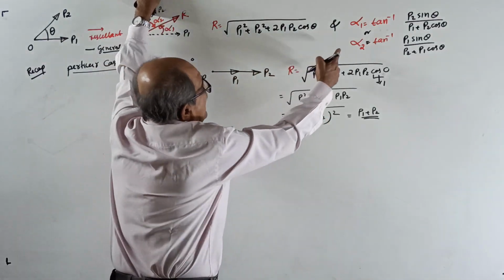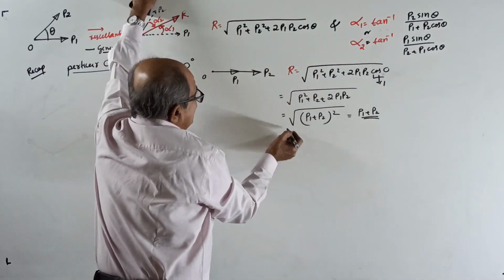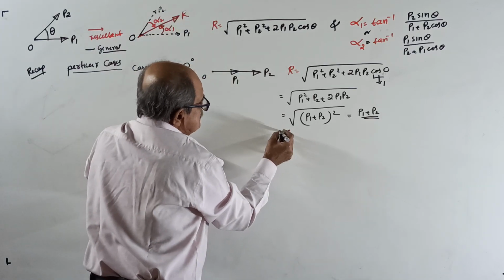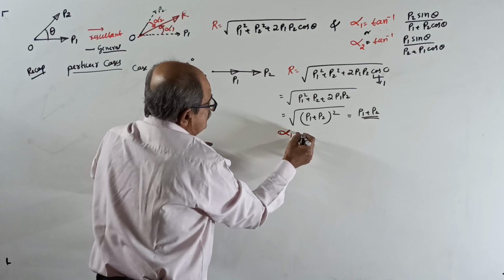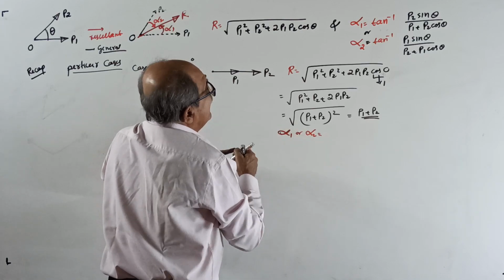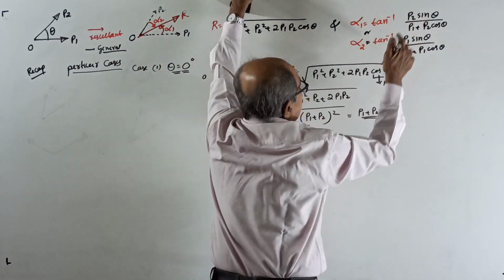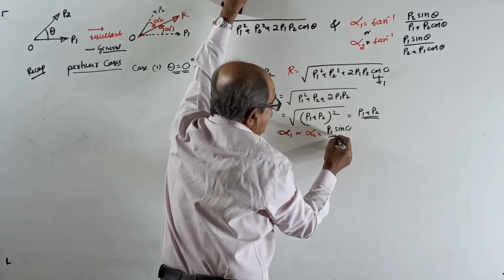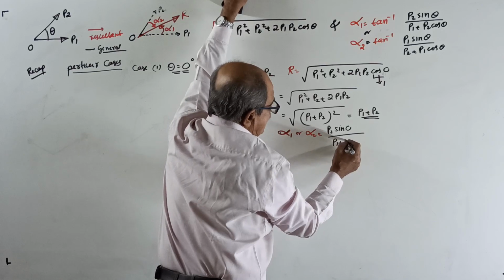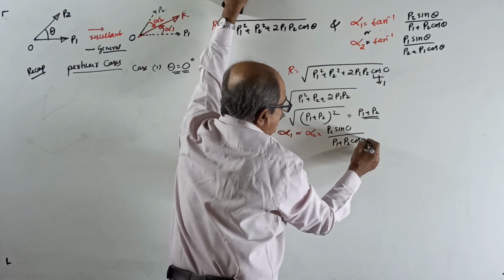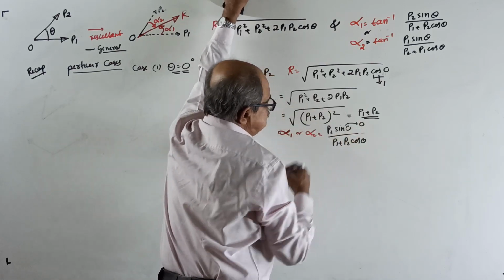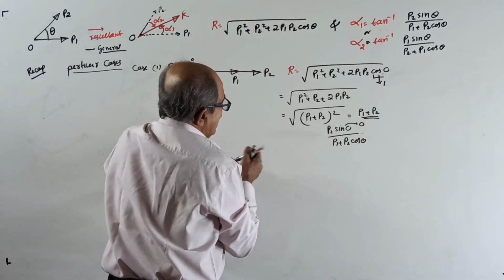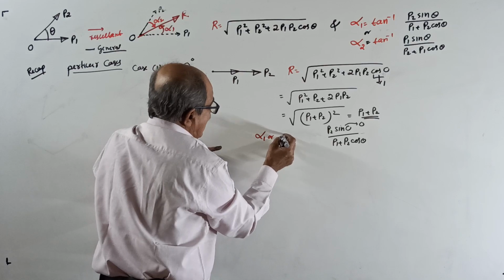And if you go to angle alpha, anyone, you can take alpha 1 or alpha 2. Anyone you take, you know that P2 sin 0 divided by P1 plus P2 cos 0. Sin 0 is 0. Therefore, sorry, I forgot the tan inverse. Sometimes it happens. Alpha 1 or alpha 2.